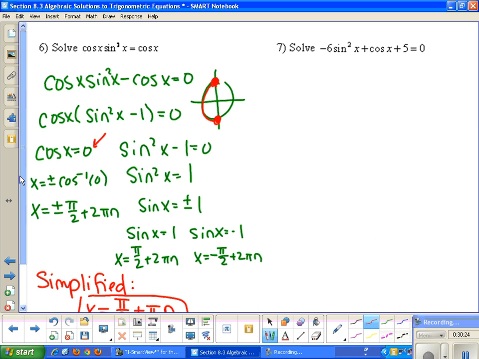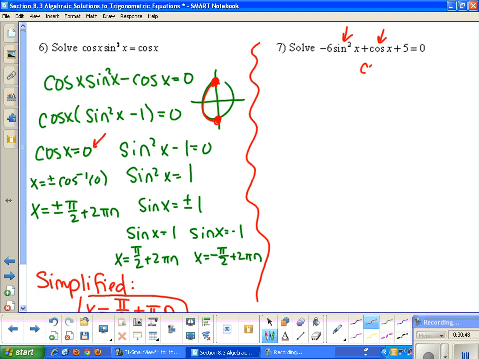So for this problem over here, notice I have -6 sine squared x plus cosine x plus 5. For these types of problems here, we can do substitution as well, but notice I have a sine squared and a cosine. So there's nothing that I can factor out to do this problem. What would be the easiest is to use your identities. So we can actually substitute in one of my Pythagorean identities.